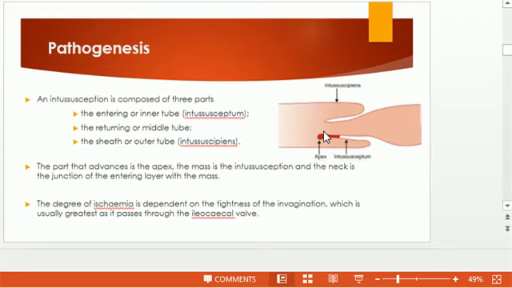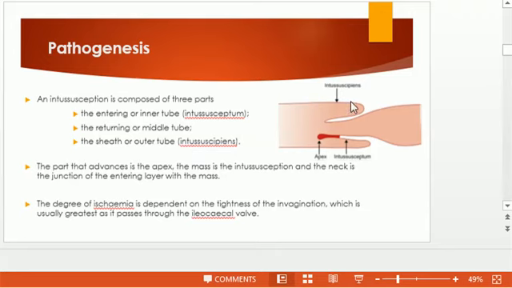Now, as far as the pathology of intussusception is concerned, intussusception is composed of three layers. The entering or inner tube, the intussusceptum. This is the entering lobe, which is proximal and entering into the distal lobe. So this is the inner tube. Then the returning or middle tube. This is the returning layer. And then the outer sheath or outer tube, which is also called the intussuscipiens. This is the outer tube.